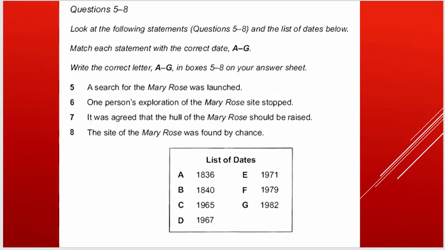Now, as I told you, I've highlighted the areas where the answer is found for you, because this is the first time that we are solving such kind of questions. But the next time when you solve this, I don't want you to make a mistake. Now let's see. Let's read the first question, or the fifth question in this case. A search for the Mary Rose was launched. So when was the search for this thing called Mary Rose launched?